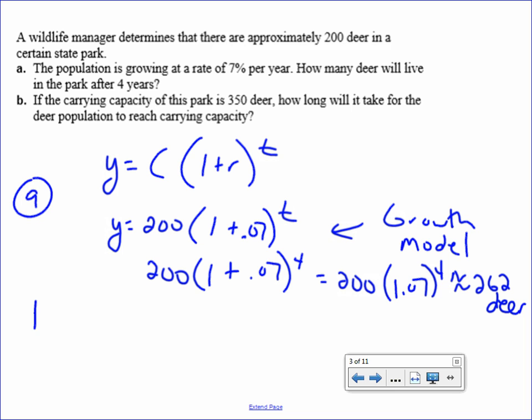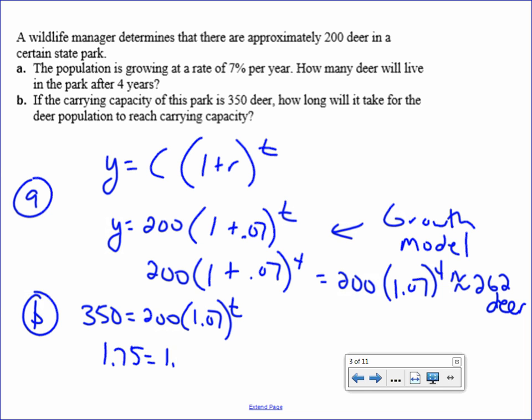Part B now asks the question, how do I know when there's going to be 350 deer? So the 350 now becomes the y. So I'd have 350 is equal to 200 times 1.07 to the t power, because I don't know how much time. To solve this, we can simply divide by 200. So I take 350 divided by 200 and get 1.75 is equal to 1.07 to the t power.